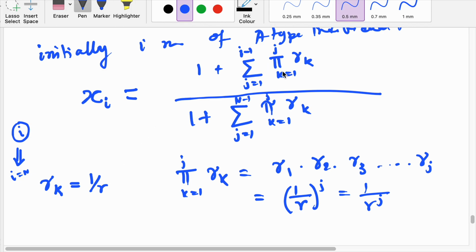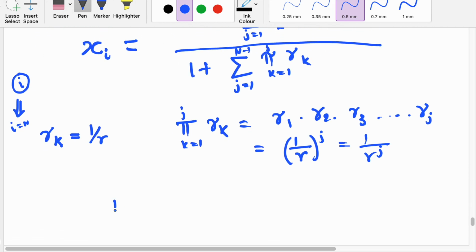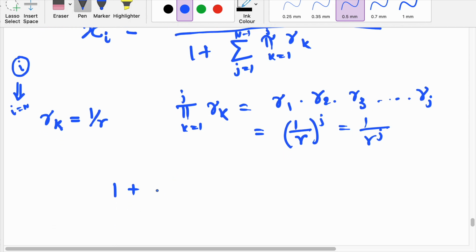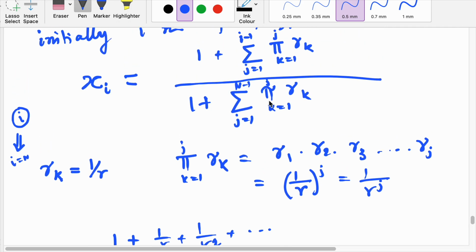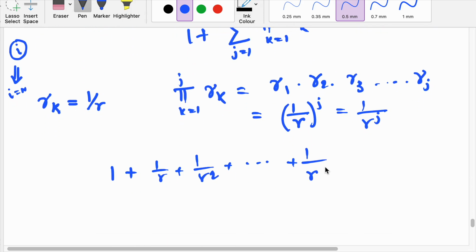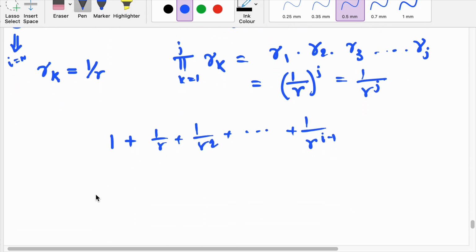First we see that the multiplication of the jth term will come 1 by r to the power j. So what will this summation become? 1 plus only the upper term: the first term for j equal to 1 is 1 by r, the second term is 1 by r square, and the last term is 1 by r to the power i minus 1, and it is a GP series. What will be the result of the GP series? It will be only i many terms, so 1 minus 1 by r to the power i, over 1 minus 1 by r.